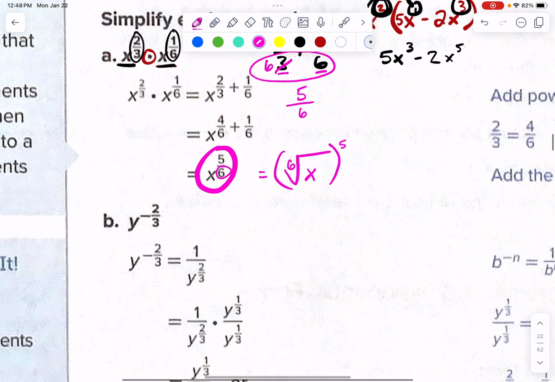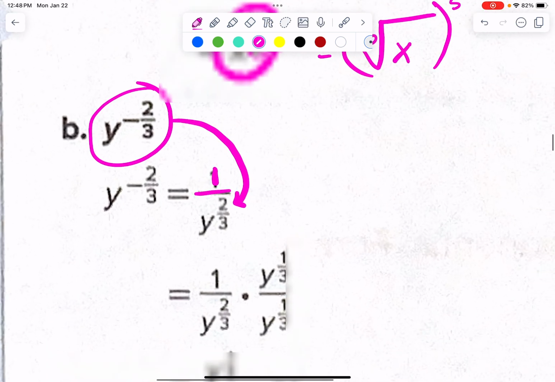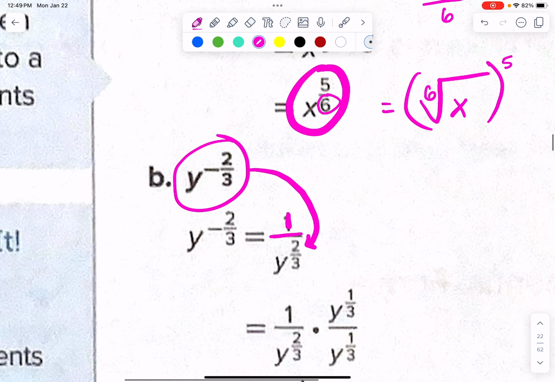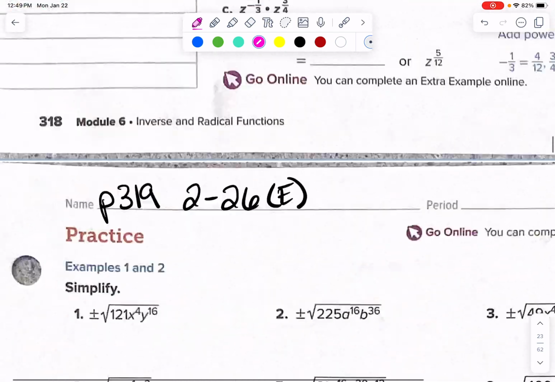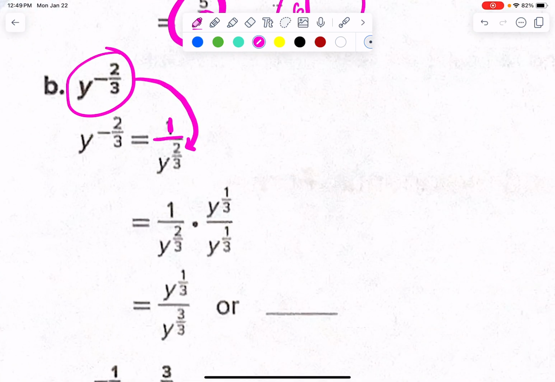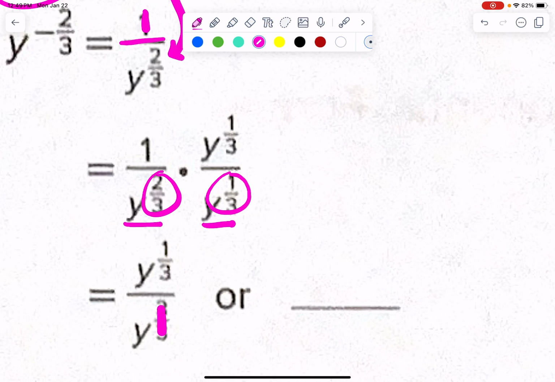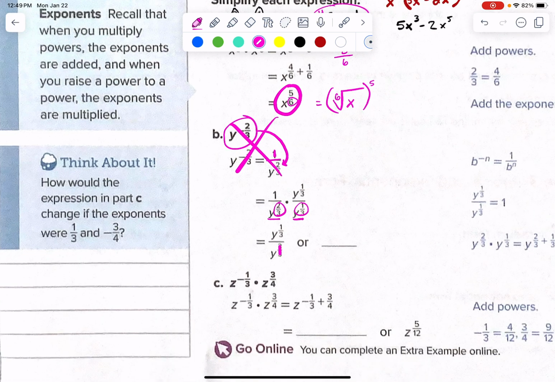Dang it, 2 left. Okay, y to the negative 2/3 power. I'm going to do their strategy, and I'm going to move that down to the bottom. So look at what they did here. They put 1 over y to the 2/3 power. I don't want to multiply by this stuff. That's too complex for right now. So what they did was they multiplied by 1/3 to get that to be y to the 1st power on the bottom to make it nice, and I don't want to do that. So I'd skip part B. That's a little too much for me right now.